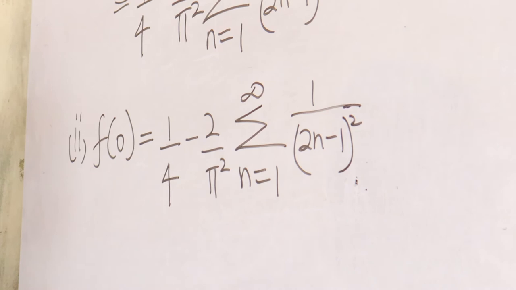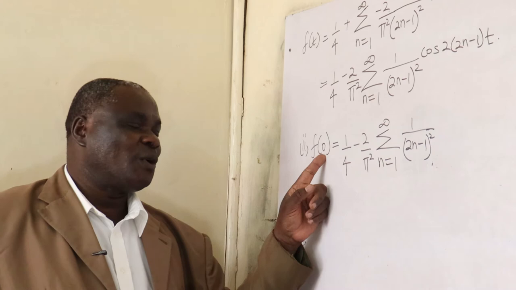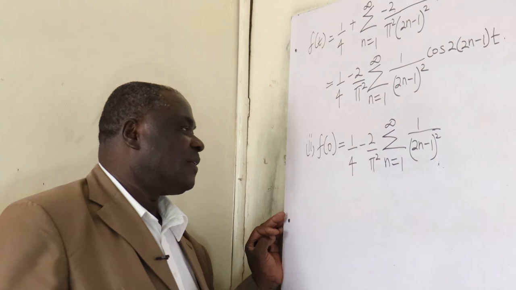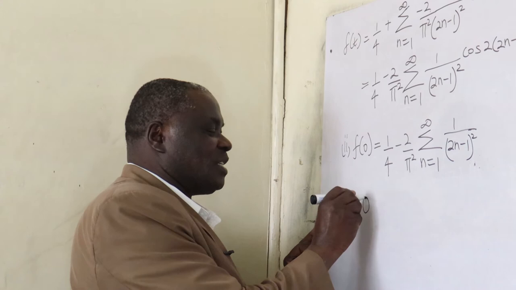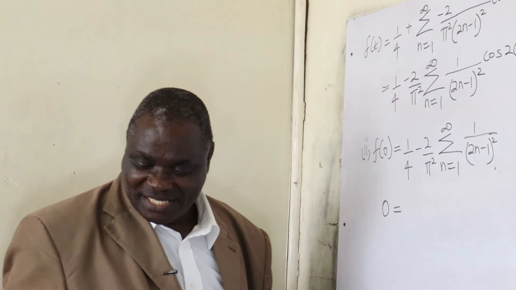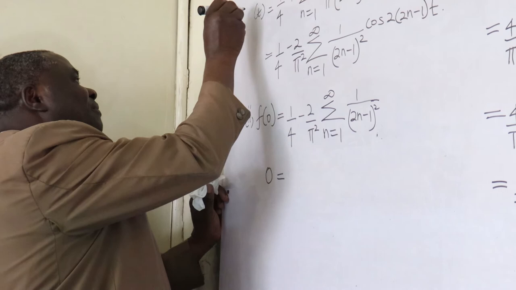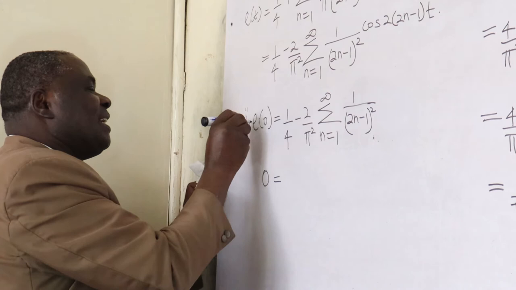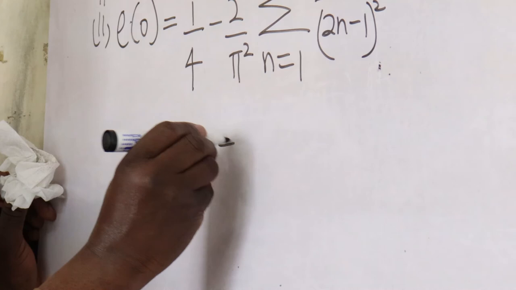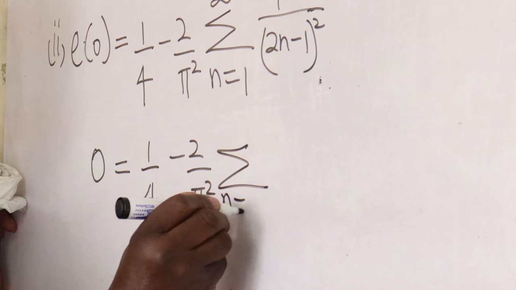So this is where we are. From our graph, if we check our graph, when t is equal to 0, what was our function of t? This one was 0. F of t was equal to 0, and t is equal to 0. So remember, this function we were working on was not a function of t, it was e of t. So we put here e of 0, which will be 0. It's equal to a quarter minus 2 all over pi squared, summation n starting from 1 to infinity, 1 all over 2n minus 1 squared.